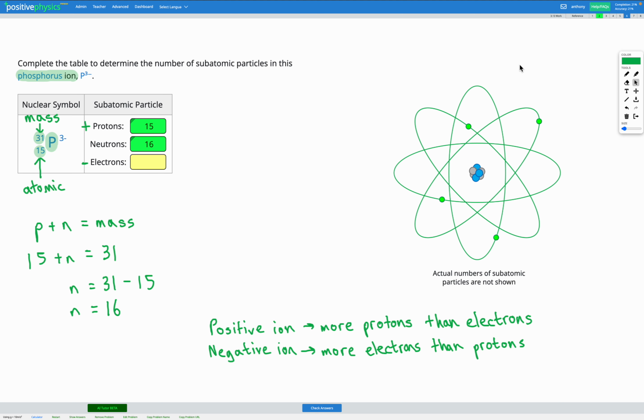Now to figure out the electrons, we need to look at the charge. We have a charge of 3-. So we have a negative charge here, a negative ion. That means we have more electrons than protons, specifically 3 more electrons than protons. So my number of electrons is going to be the number of protons plus 3, because I have 3 more electrons than protons, which gets me a total number of 18 electrons.